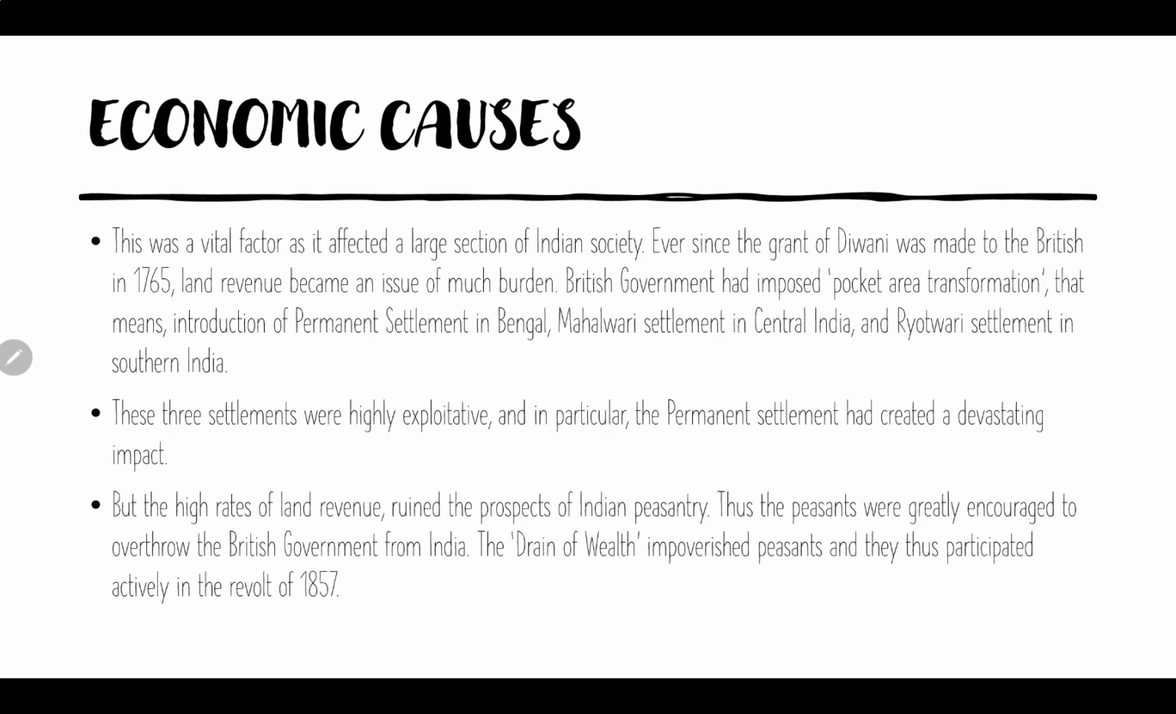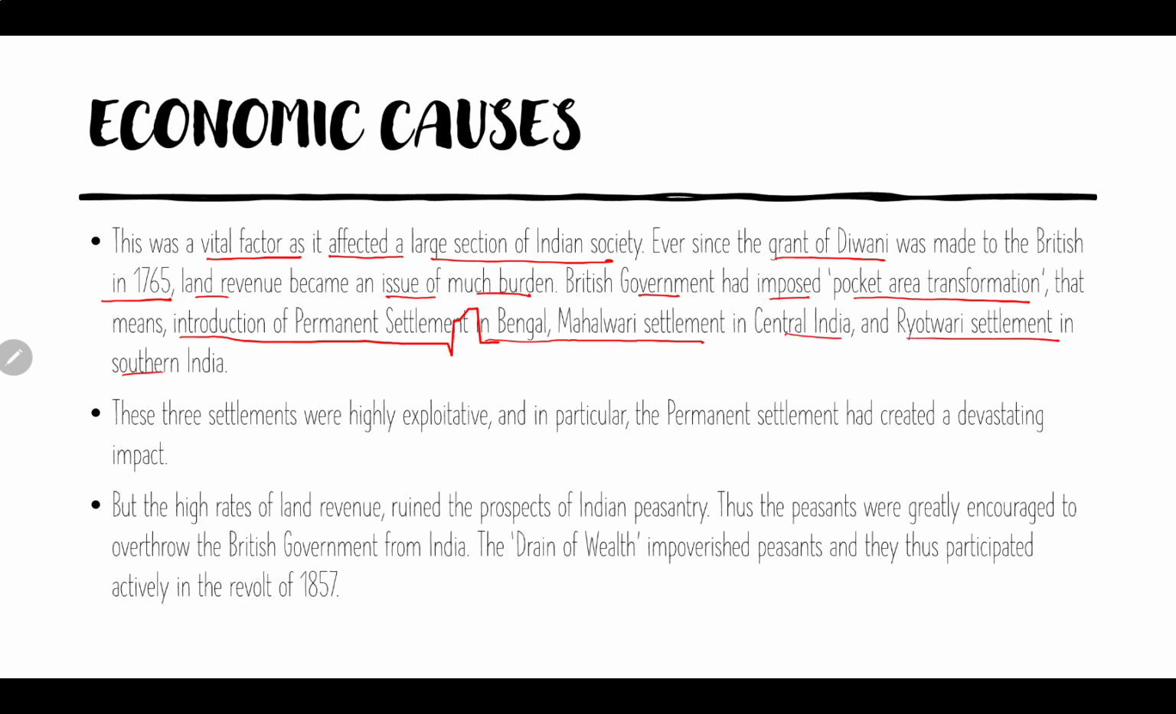Let's understand what the economic cause is. This was a vital factor as it affected large sections of Indian society. Ever since the grant of Diwani was made to the British in 1765, land revenue became an issue of much burden. The British government had imposed new land revenue systems. That means the introduction of the Permanent Settlement in Bengal, the Mahalwari settlement in central India, and the Ryotwari system in southern India.